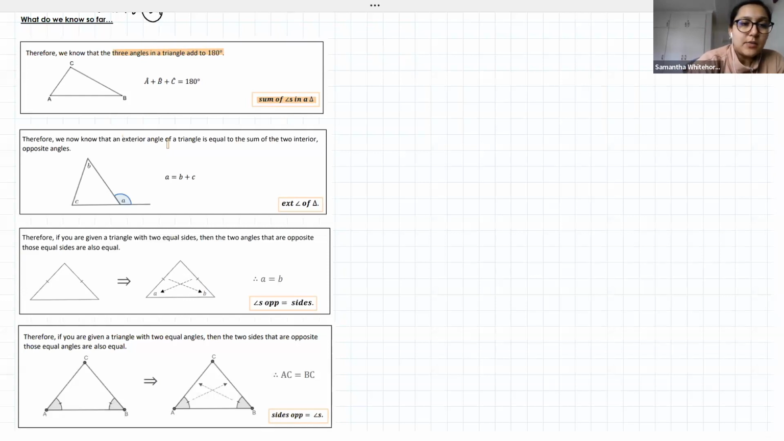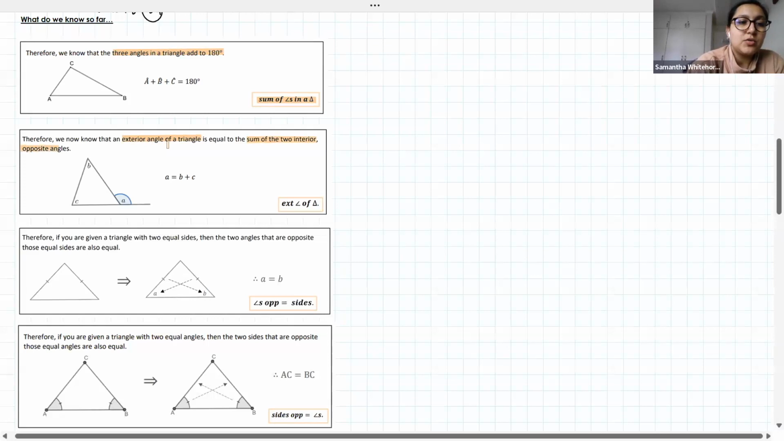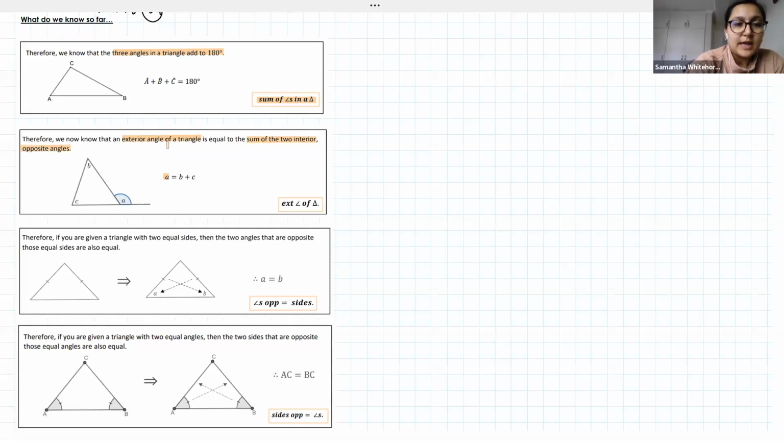Our second reason that we looked at was the fact that if we've got an exterior angle of a triangle, so an angle outside our triangle, it is equal to the sum of the 2 opposite interior angles. So here, the exterior angle A is equal to the 2 opposite interior angles added together, B plus C. Again, our reason, because it's a geometric statement, is exterior angle of triangle.